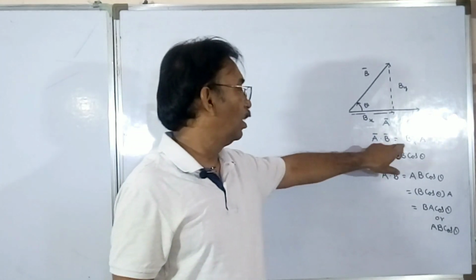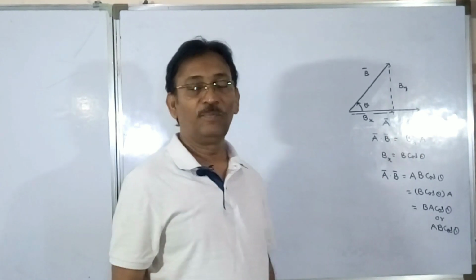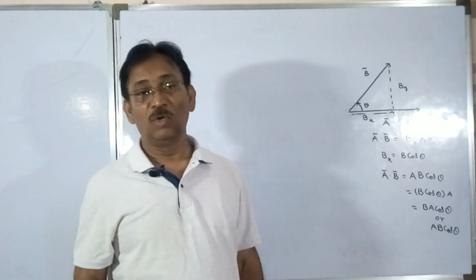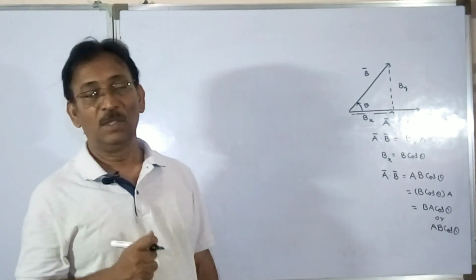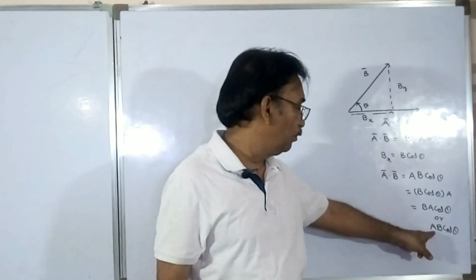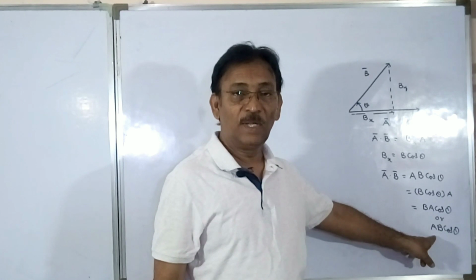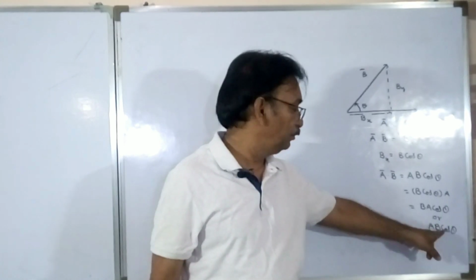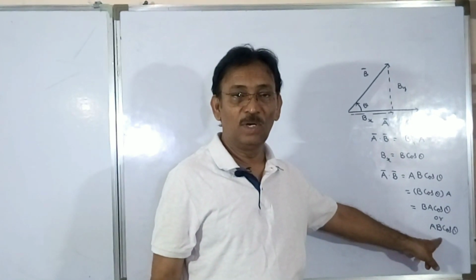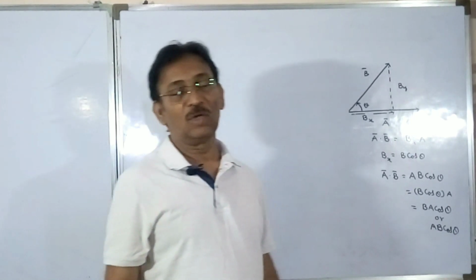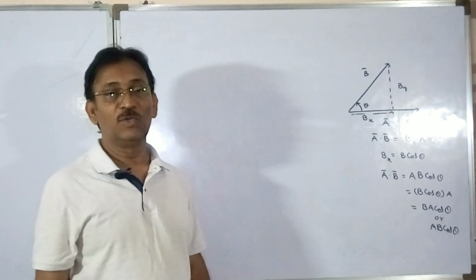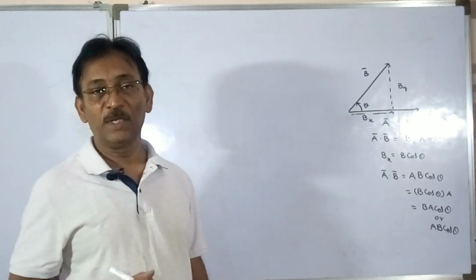A bar dot b bar is equal to bx into a. Earlier I mentioned that the dot product is the product of the magnitudes of the two vectors with the cosine of the angle between them. See this: a is the magnitude of the first vector, b is the magnitude of the second vector, and the angle between them is theta, giving cos theta. Now listen to me, we are talking about the properties.